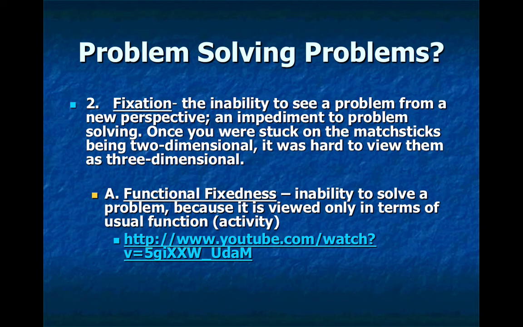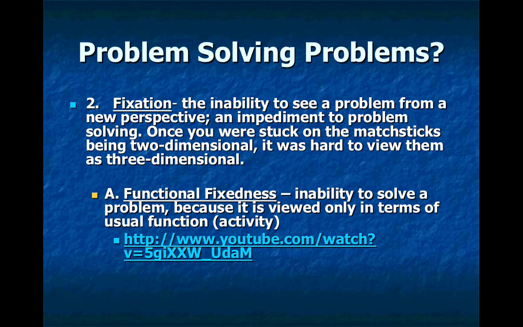Functional fixedness is the inability to solve a problem because it's viewed only in terms of its usual function. And then we do a little activity. We did one in class where I had a bunch of different items on the front bookshelf, and you got into groups of 2 or 3. And you brought the item back to your desk, and you had to come up with a different function other than its original use. So, for example, I used the bubble wand that was in my memory box that we did in our Chapter 9 unit.